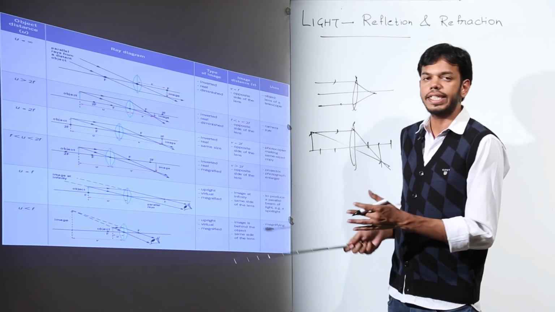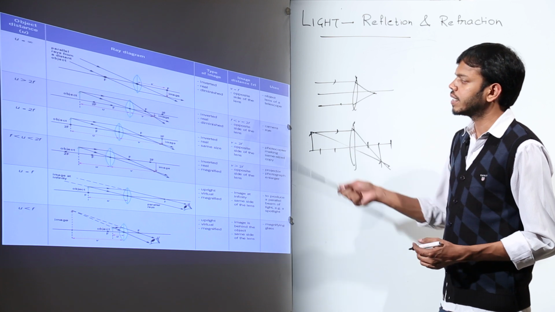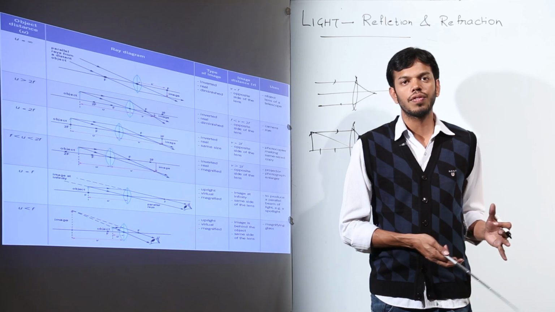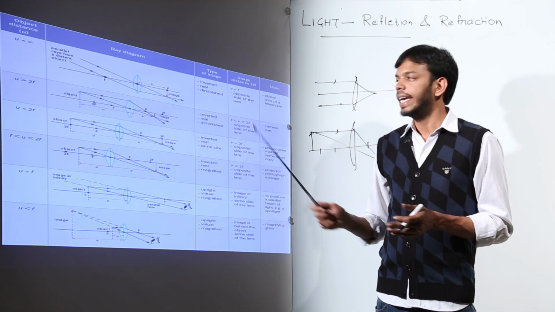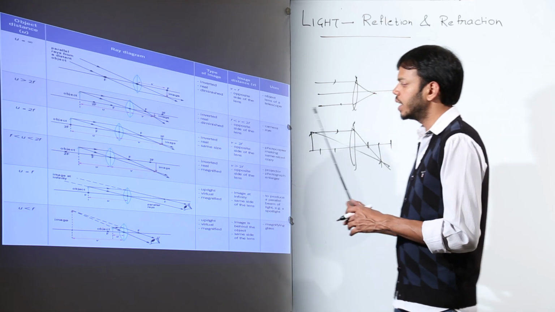It is exactly the same as what we have done in case of concave mirror, right? The only difference is, what is the difference? The difference is in the position of the object, because these are real and inverted, that was also real and inverted. They were on the same side, this is on the opposite side, that is the only difference.